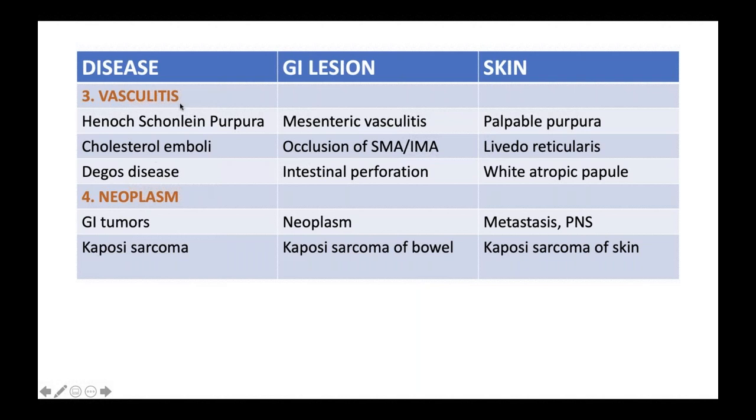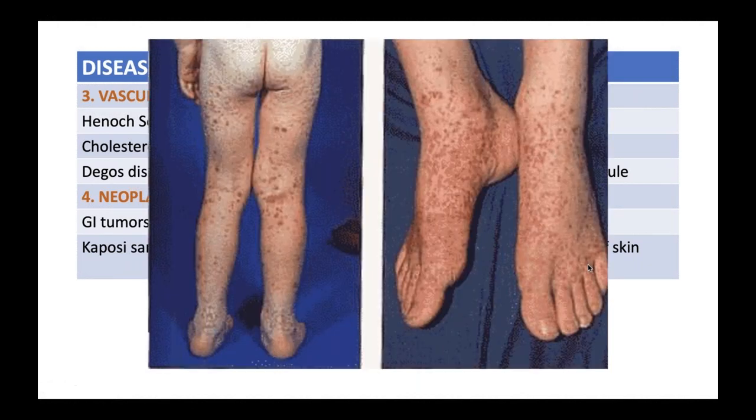Next, there are certain conditions which have a vasculitic origin, and the GI lesion again is a type of vasculitis, and skin lesions can be palpable purpura in case of small vessel vasculitis, livedo reticularis when there's involvement of medium vessels. And Behçet's disease is basically a vasculopathy, and it can present with white atrophic papules. Then neoplasms, GI tumors, these can have manifestations in the skin because of metastasis or because of paraneoplastic manifestations, and Kaposi sarcoma, which can lead to development of Kaposi sarcoma of the GI tract and similar manifestations in the skin. So this is how your palpable purpura looks in case of vasculitis.